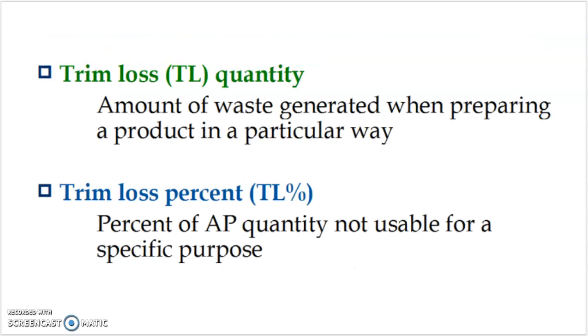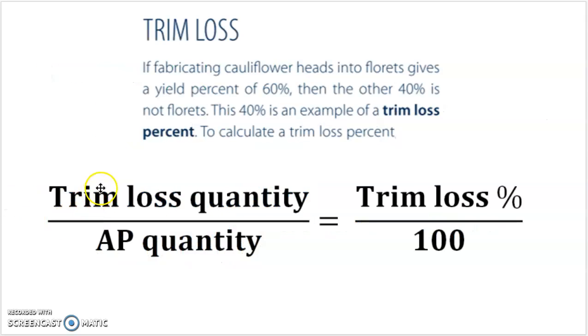So another thing your book talks about is trim loss quantity and trim loss percent. So these are just the opposite of EP and yield percent. So this says if fabricating cauliflower heads into florets gives a yield percent of 60%, then the other 40% is not florets. In other words, that makes it into a trim loss. So you can use this separate formula to do trim loss percent.